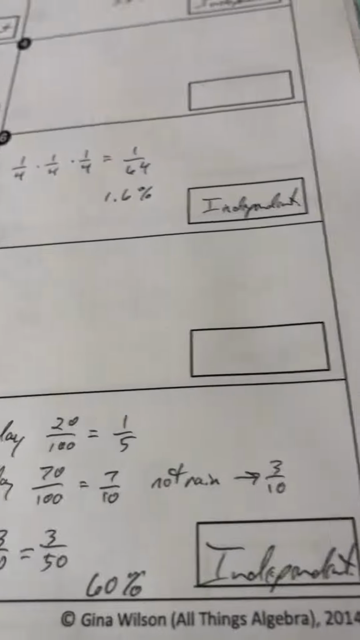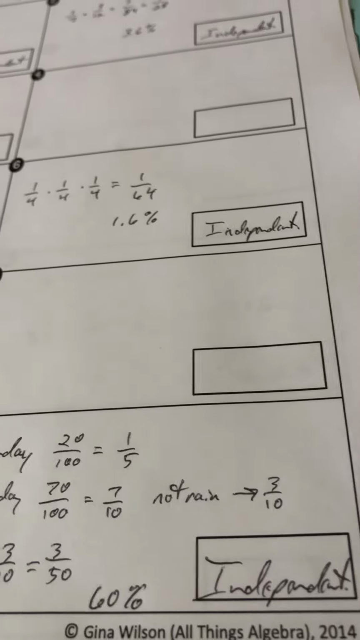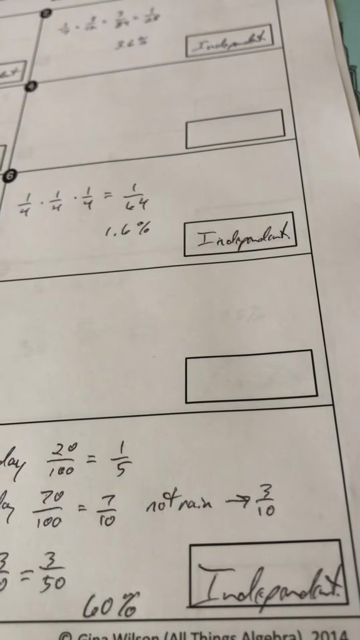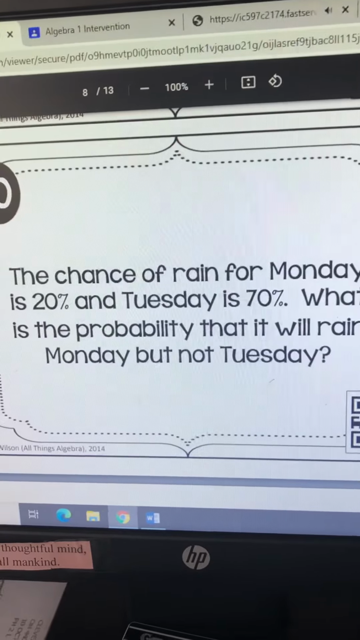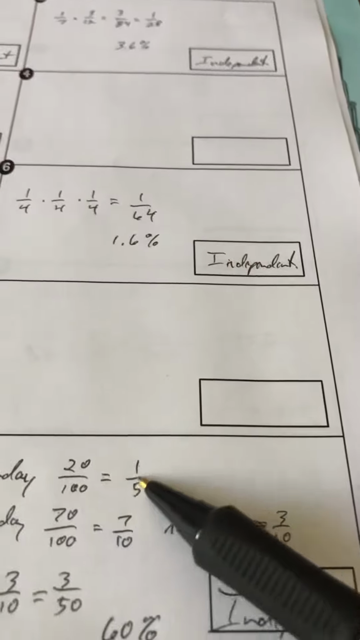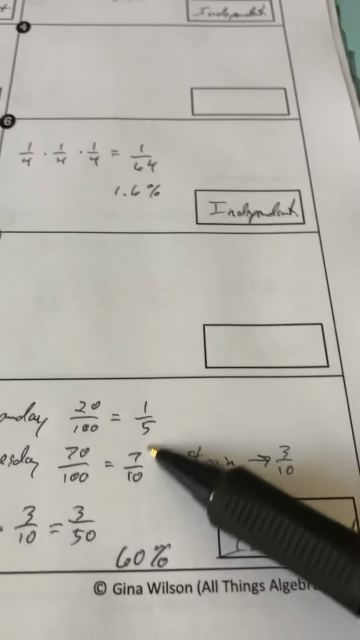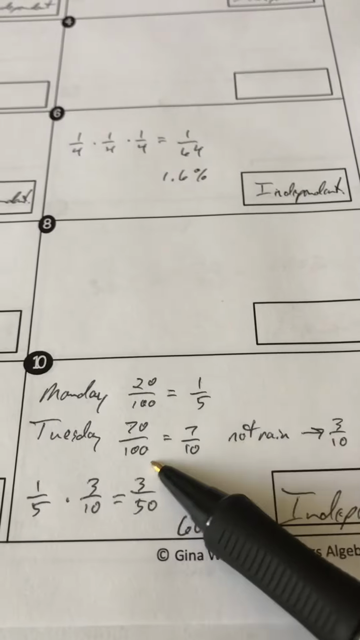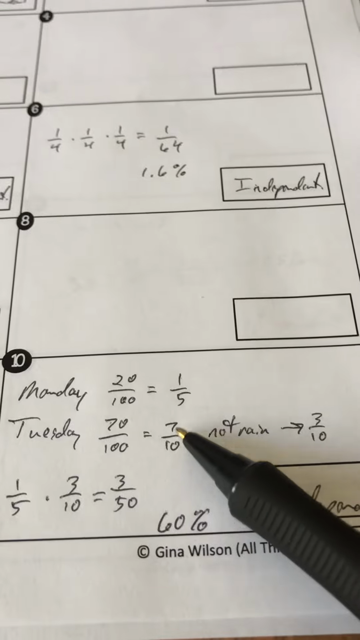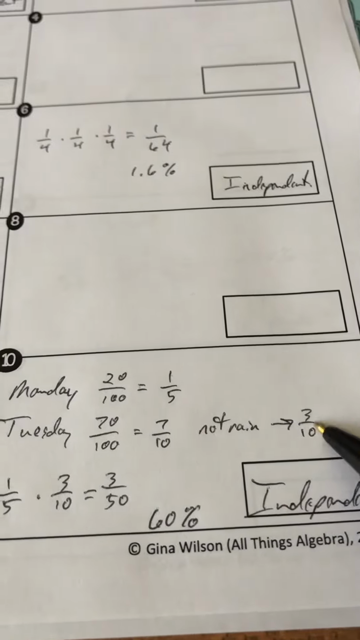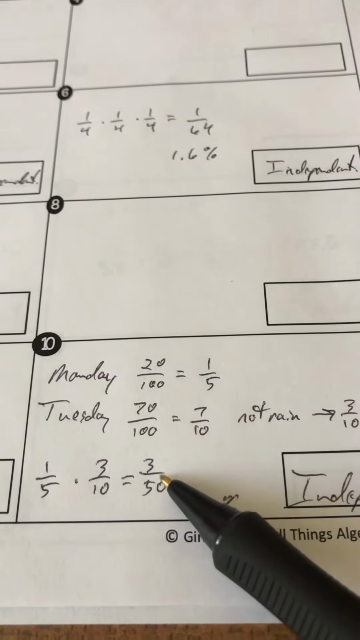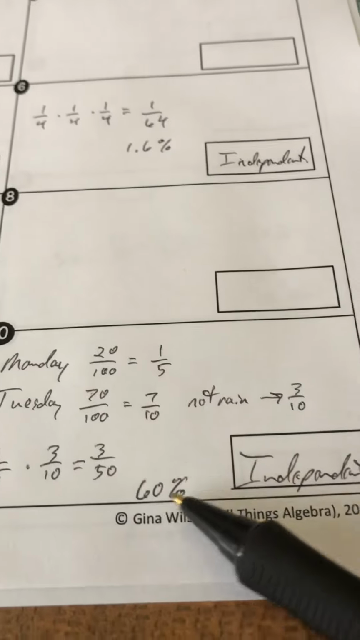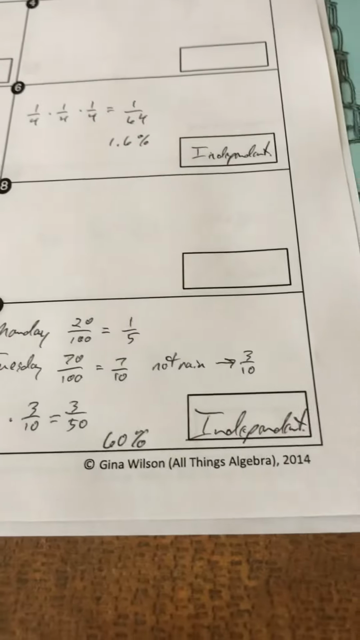Okay, for number 10, let's take a look at number 10. Chance of rain Monday is 20%, and Tuesday is 70%. What is the probability that it will rain on Monday, but not on Tuesday? Okay, so Monday's percentage is 20 out of 100, or 20%, and it's 1/5. Tuesday is 70, but not rain then would be, if it's 7 out of 10, that means it would be 3 out of 10 not to rain. So we multiply those together, the 1/5 and the not to rain on Tuesday, and you get 3 over 50. 3 divided by 50, you get 6%. That's independent also.